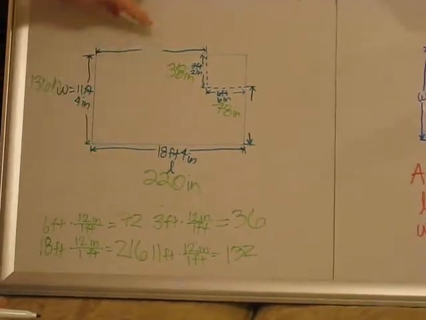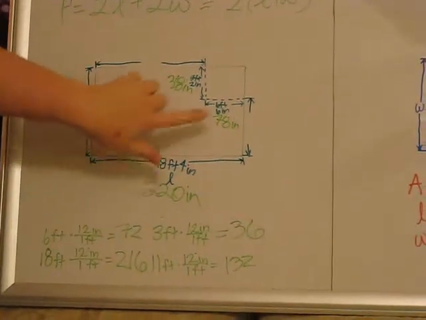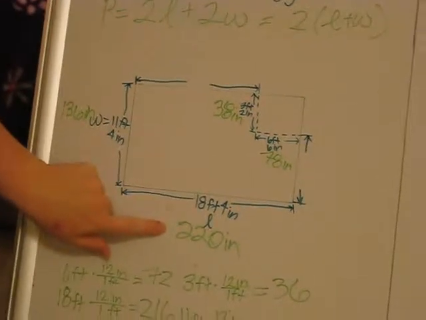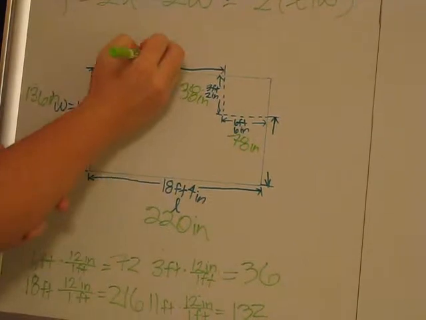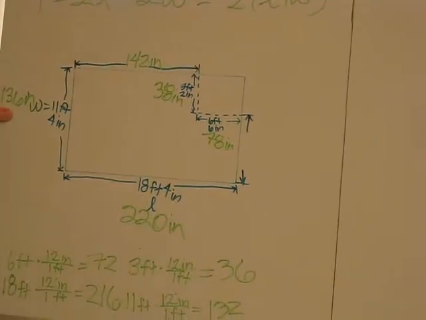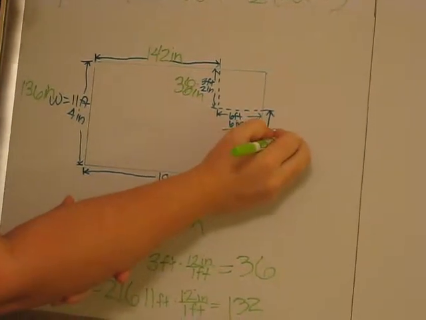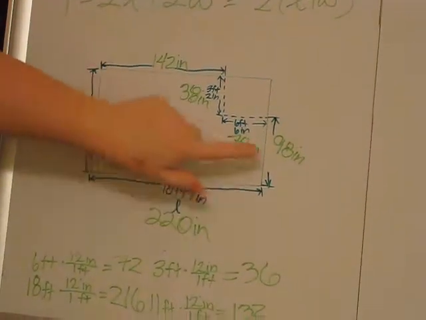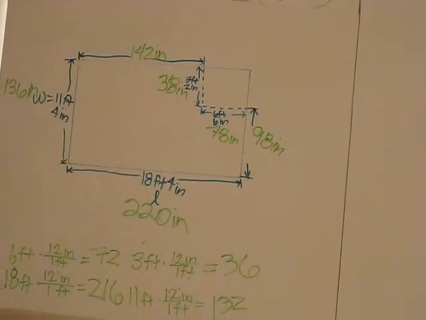Now we can figure out this length and this length by doing some more math, by subtracting the other two. Okay. 220 minus 78 is 142. And 136 minus 38 is 98. So now we are able to add up all of these numbers to find the perimeter of this room. And then we're going to convert it back to feet.